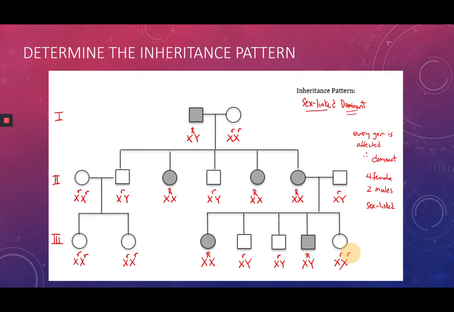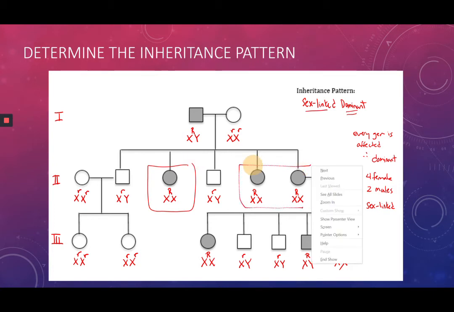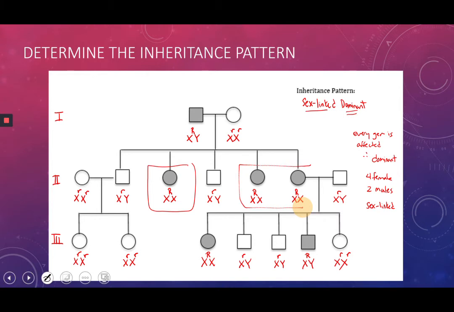So the only ones that we still have to figure out really are these 2. Well, actually these 3. Oops. Okay. Because they have an extra X chromosome, and we don't know whether or not they're homozygous dominant or heterozygous dominant.